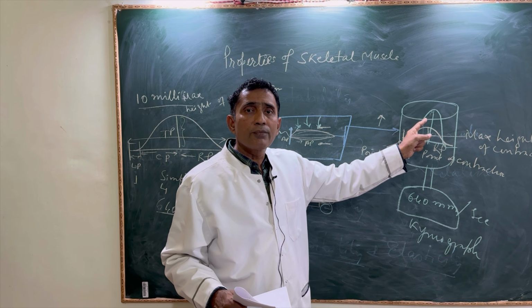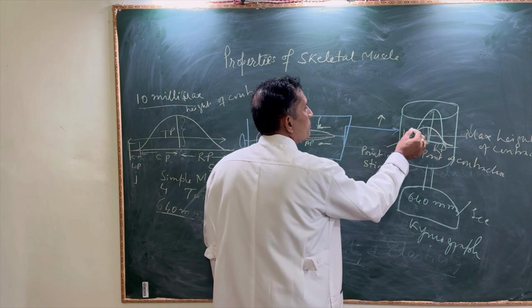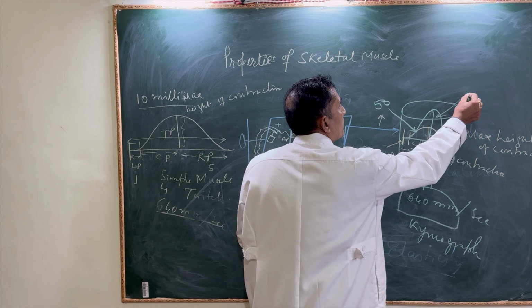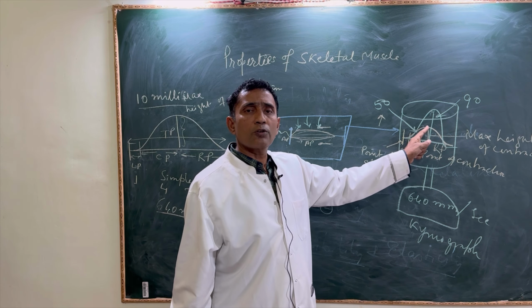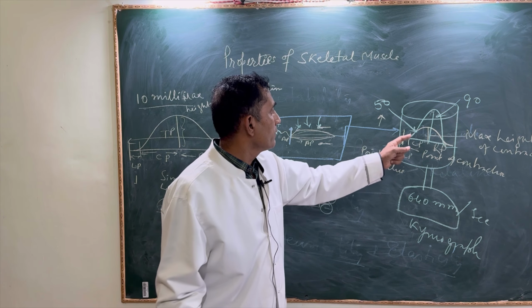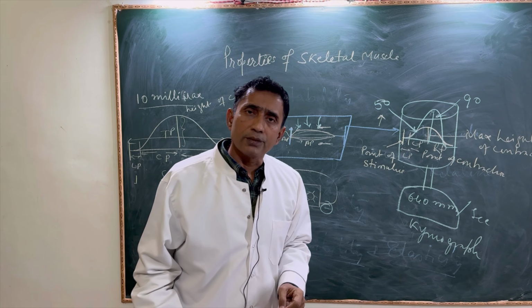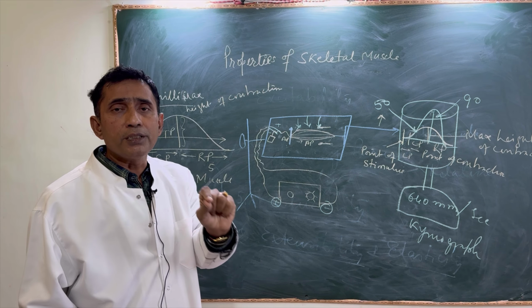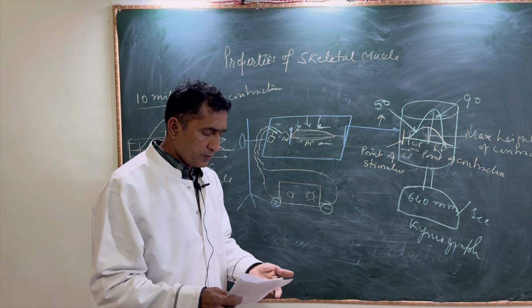This means in this case there will be more and more cross bridges. If there is an involvement of 50 cross bridges here, just as an example, in this case there may be an involvement of 90 cross bridges. If we can increase the number of cross bridges formed, tone can be increased, and the height of the contraction can also be increased, just simply by altering the temperature of the medium. If we change the temperature of the muscle, we can see this change.